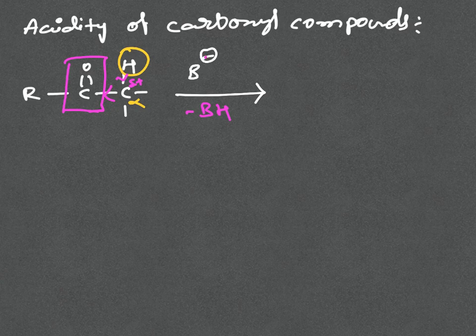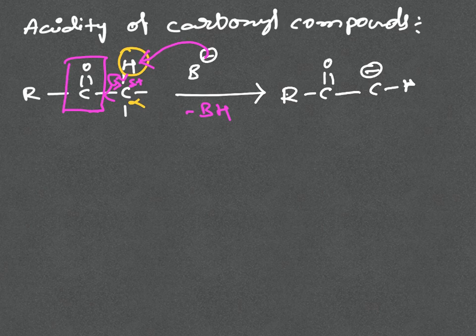The base, which is having a pair of electrons, gives them to the H plus, which will form BH, and these carbon-hydrogen bonded electrons are now shifted towards the carbon, which forms an intermediate called a carbanion. The carbanion is stabilized by resonance.